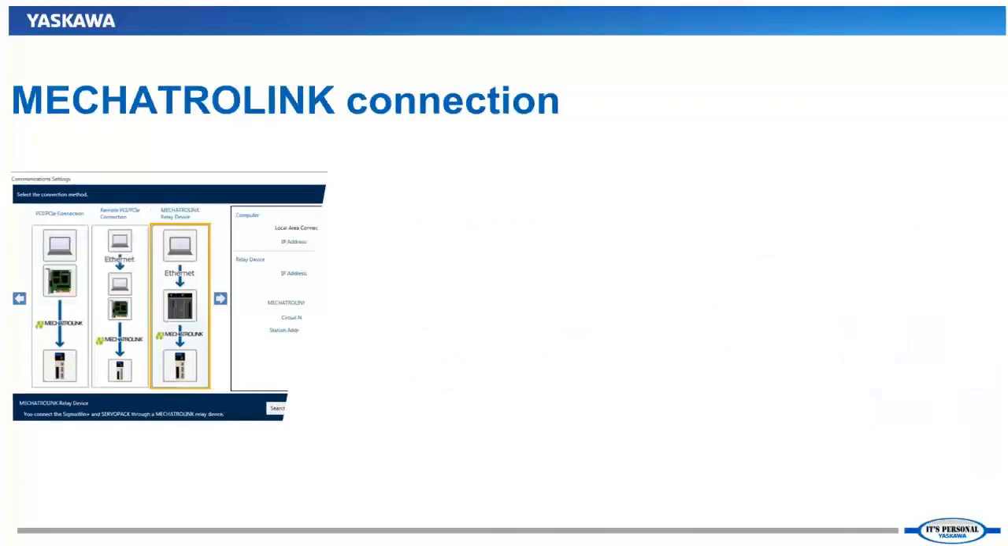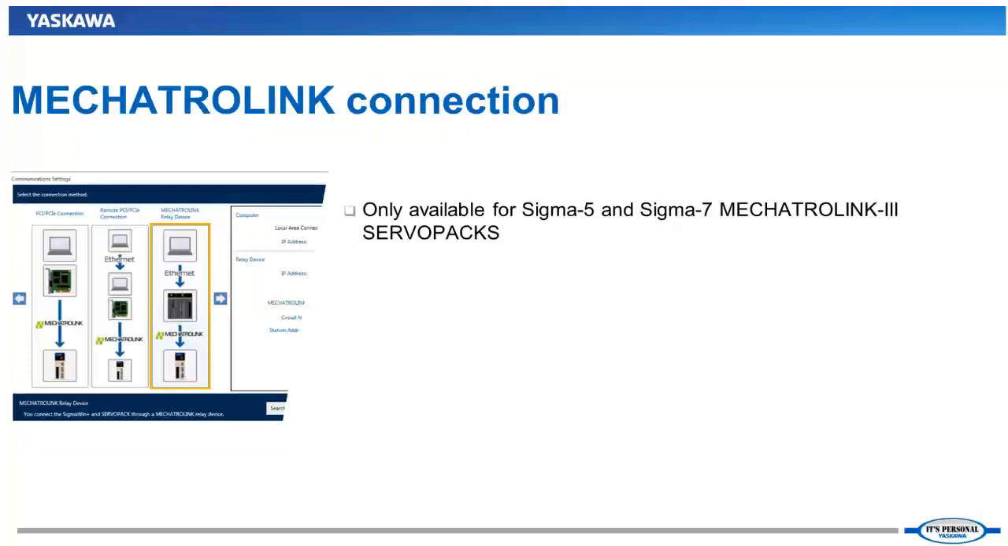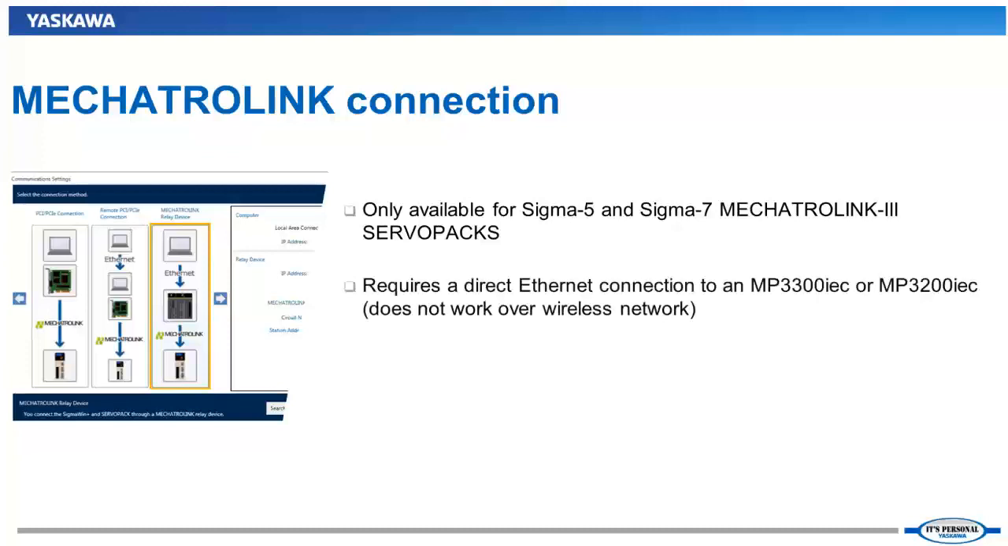The MECHATROLINK connection, kind of the new one, so this is only available for Sigma5 and Sigma7 MECHATROLINK 3 SERVOPACKS. This will not be supported on MECHATROLINK 2. This does require a direct Ethernet connection to your MP3300 or 3200. Does not work over a wireless network.